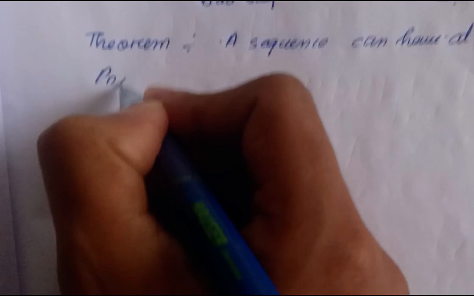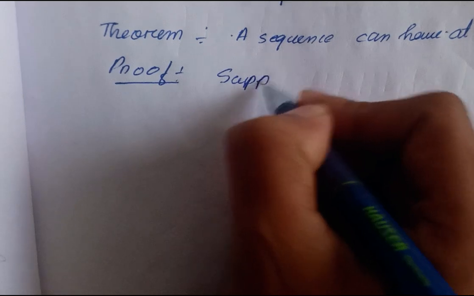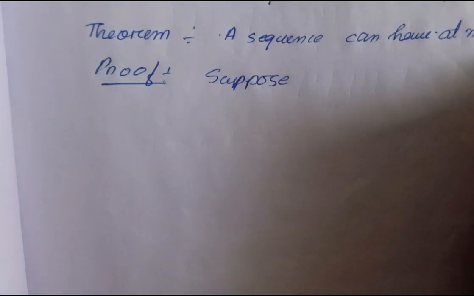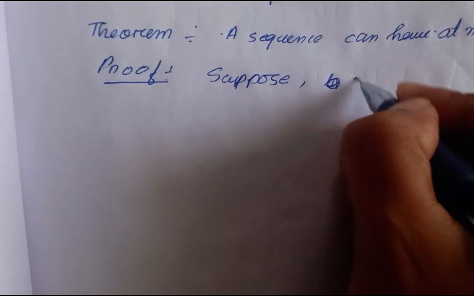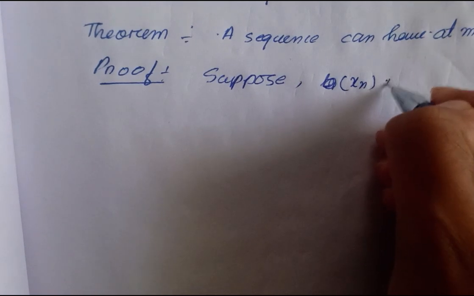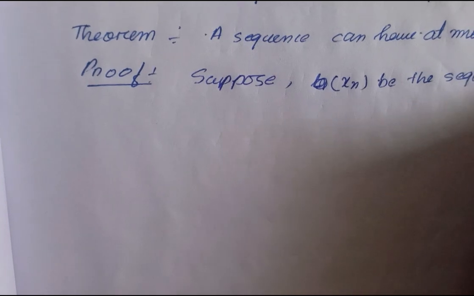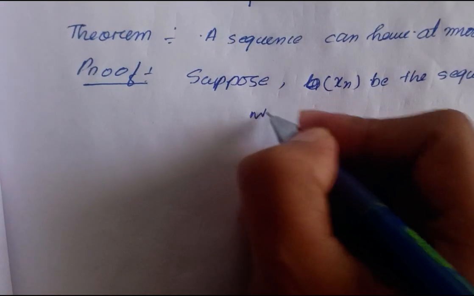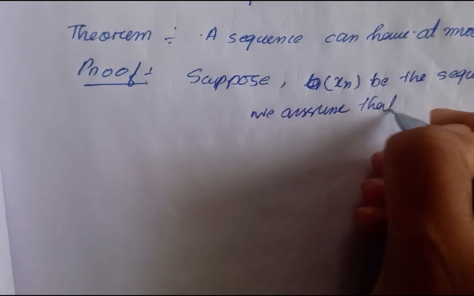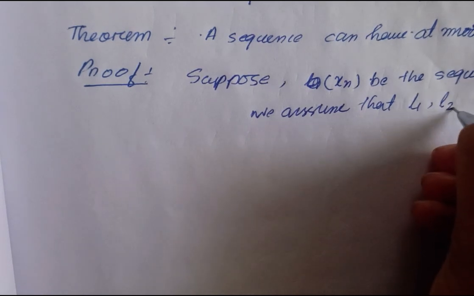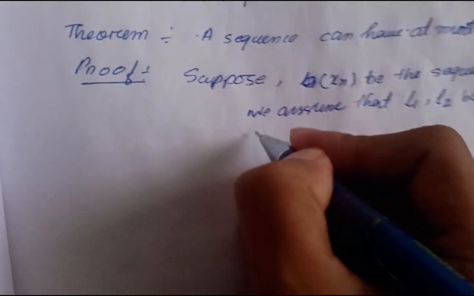So, proof. We assume the contrary. Suppose xn is the sequence, and we assume that the sequence has two limits, L1 and L2. Let L1 and L2 be the two limits.